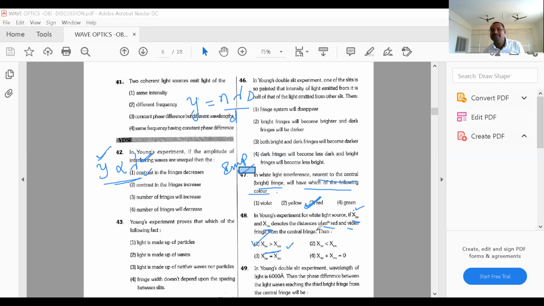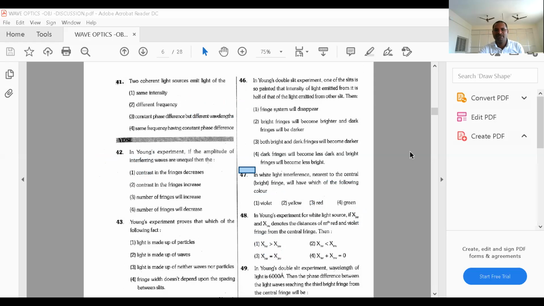See the question. XMV and XMR denote the distance of the nth red and violet fringe. Which fringe will form first? The one having the highest wavelength, that fringe's distance will be more. So due to that more distance, the red color distance will be more than violet color. So the 48th answer is the right answer. Clear? Next, question number 49.